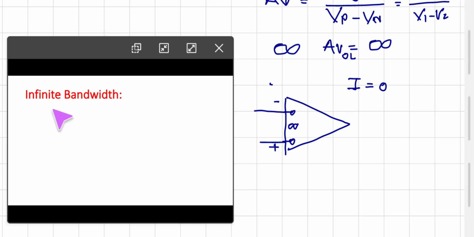Then infinite bandwidth. Remember that whenever we are applying input signal to these terminals, these signals may have the frequency range between 0 to infinite. That is, infinite bandwidth means though we change the frequency of the input signal, the gain of amplifier remains constant and the response is same for all frequencies, and that is why one of the most important characteristics of an ideal amplifier is infinite bandwidth.